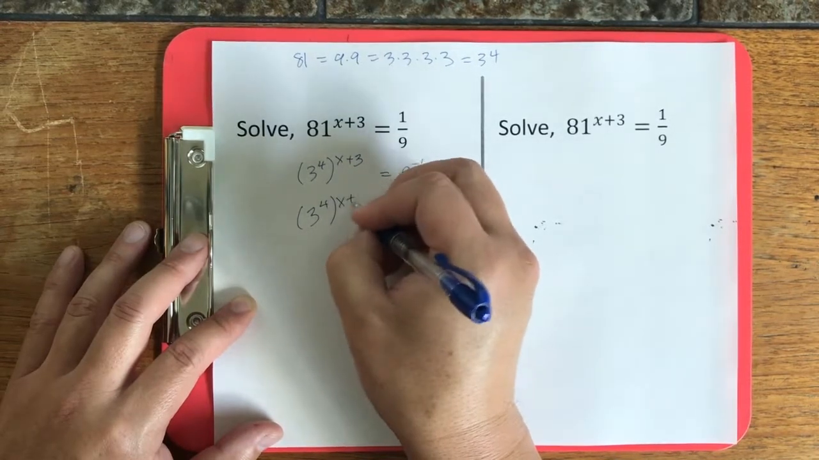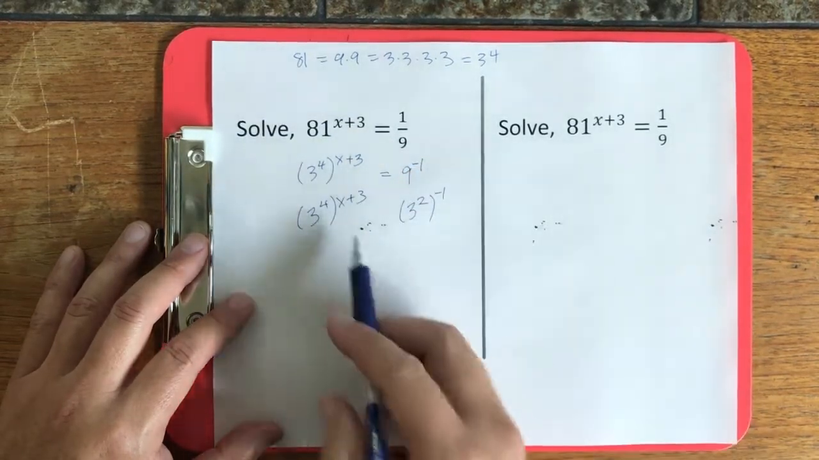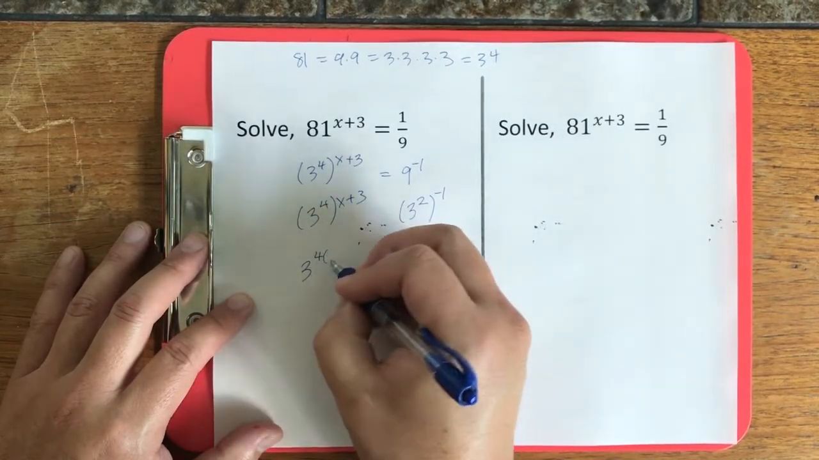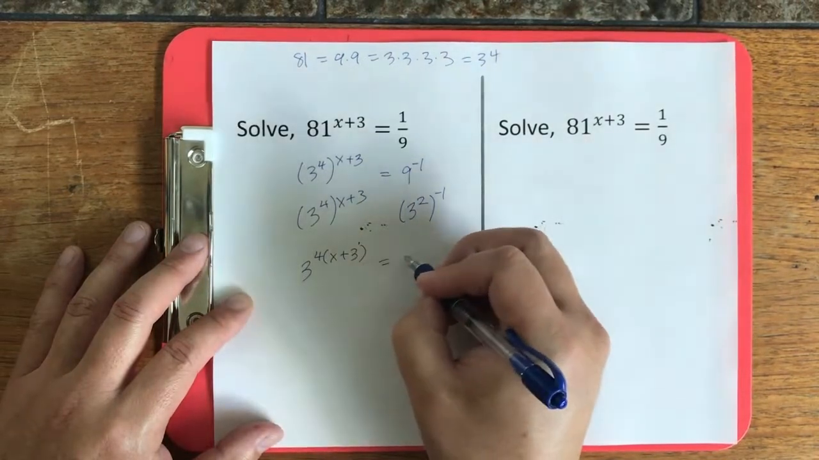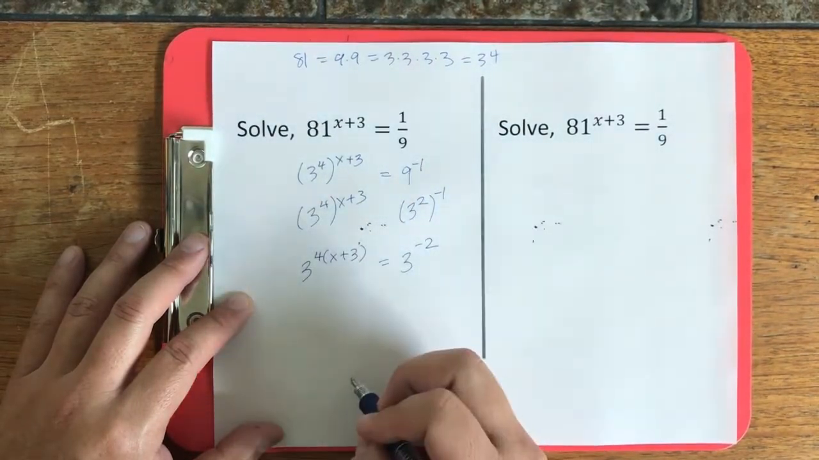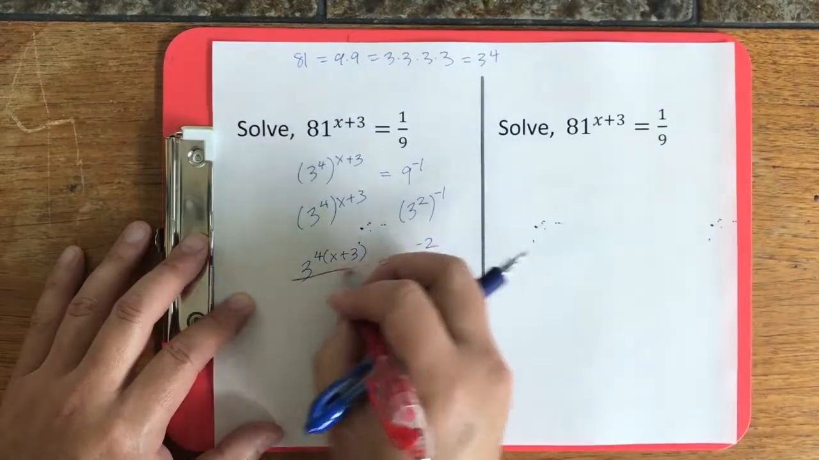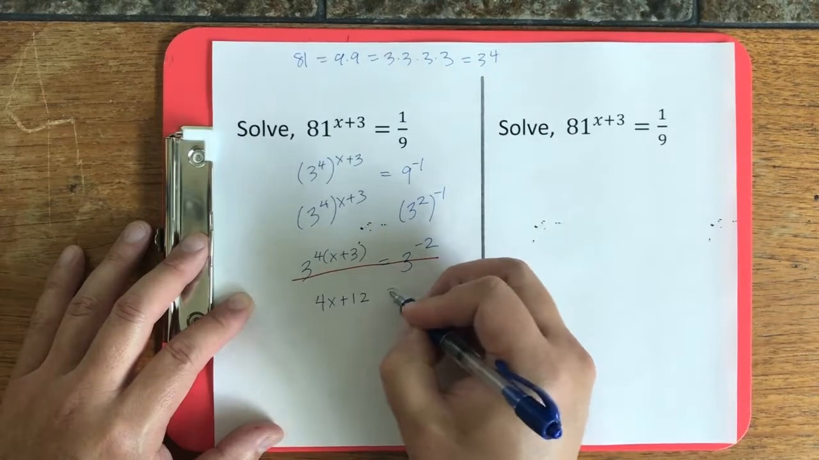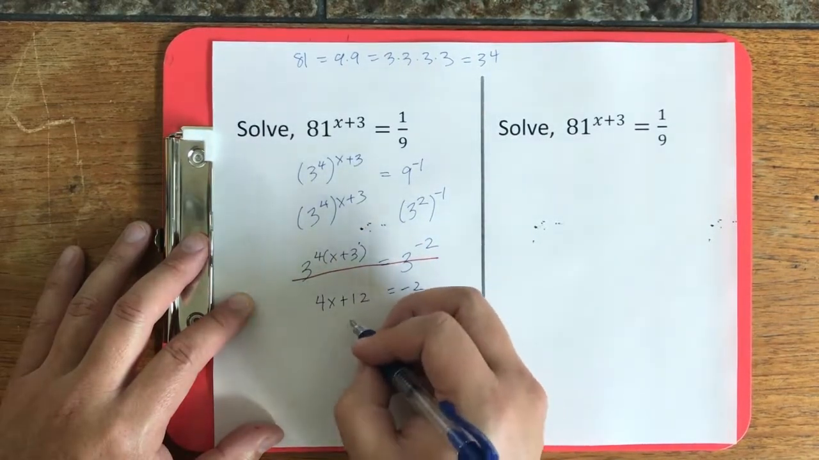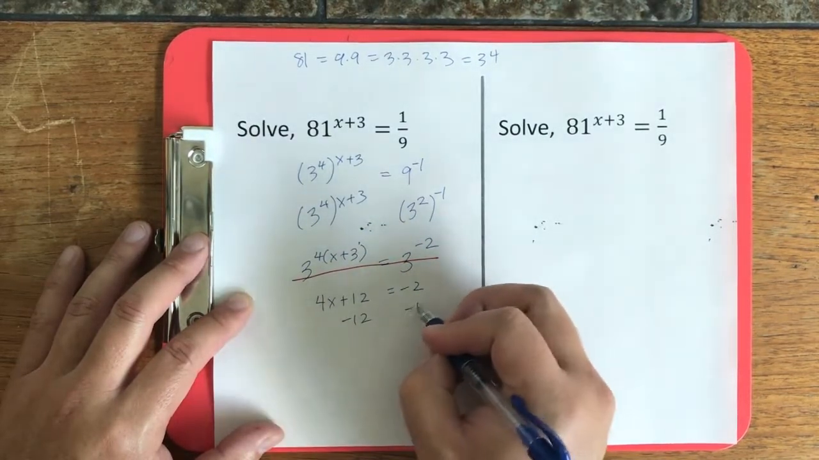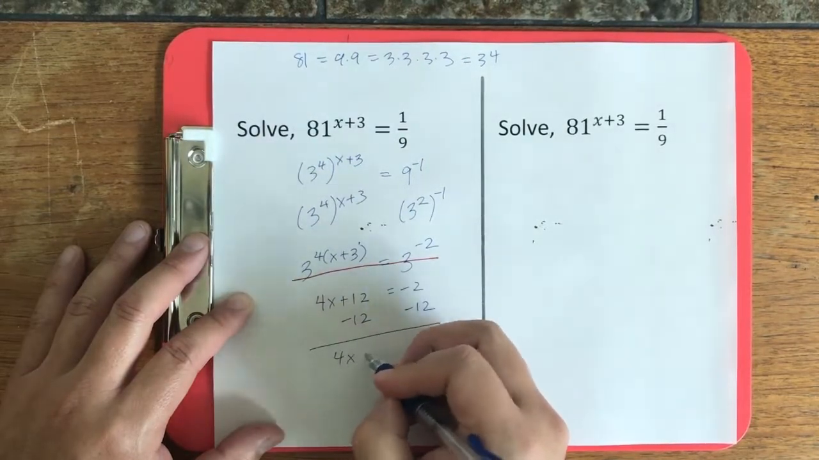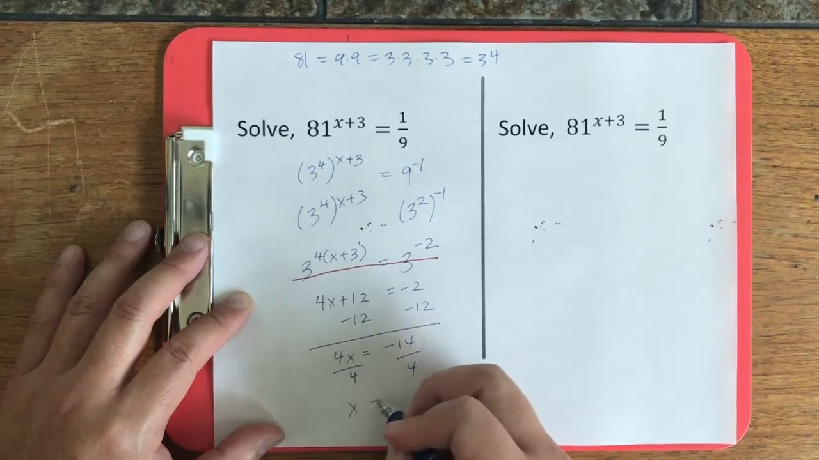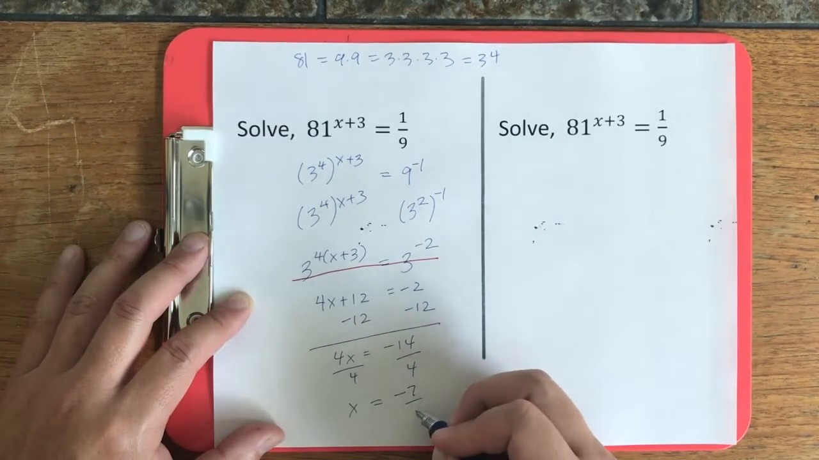For x plus 3. So now that we see we have an exponent of an exponent, we just multiply them. And now that the bases match, we just cross them out. So I can subtract 12 from both sides, divide both sides by 4, and I get x is equal to negative 7 divided by 2.